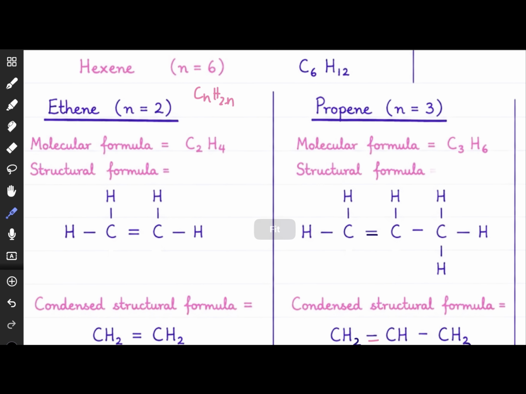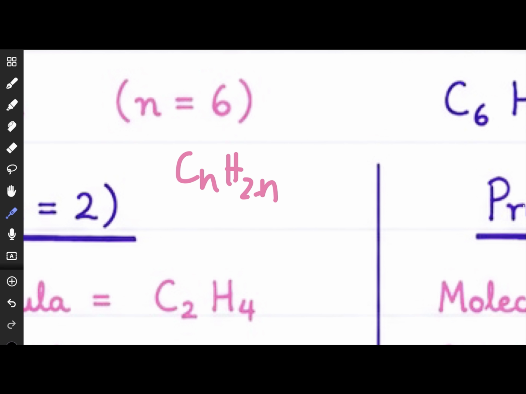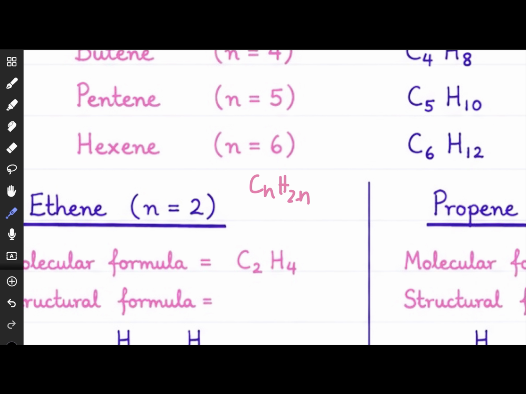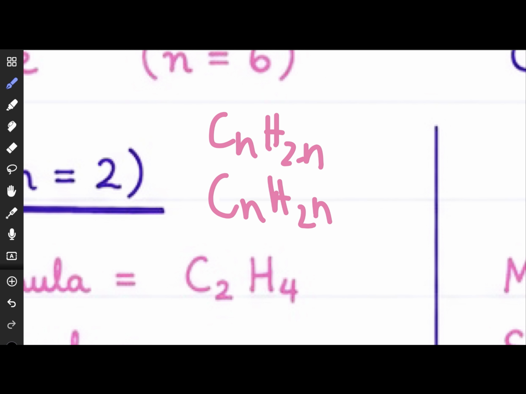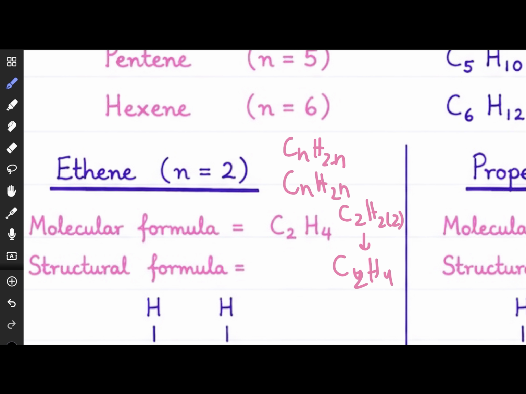Now, let's talk about how to derive the molecular formula of alkenes from their general formula. The general formula of alkene is CnH₂n, and ethene has 2 carbon atoms, so n is equal to 2. Let's put in the value of n. We're going to write CnH₂n. This is the general formula, and C2H2 multiplied by 2. So this gives us C2H4. And this is how we derive the molecular formula of ethene.